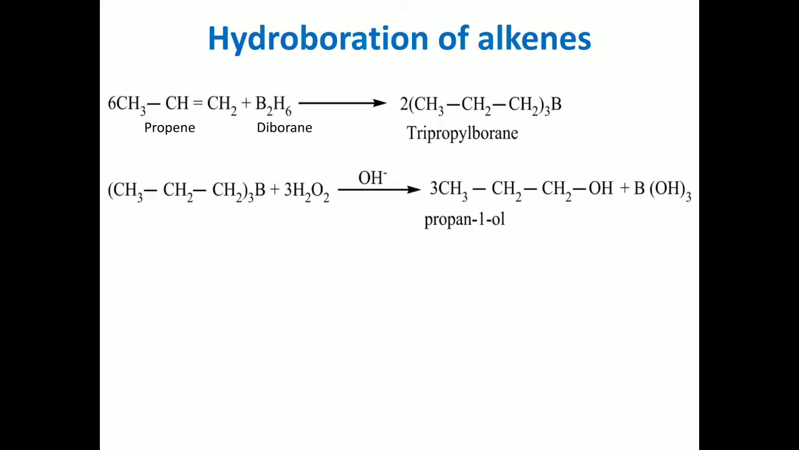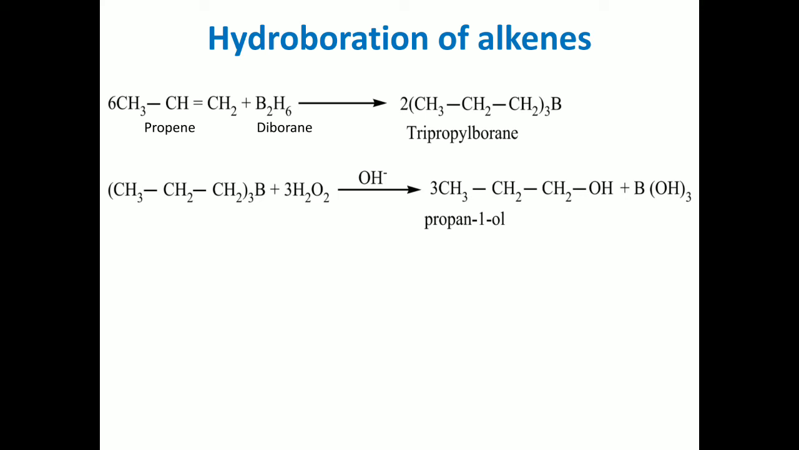Now what is hydroboration reaction? This is also another method for the preparation of alcohol from alkene. At first, diborane, that is B2H6, reacts with alkene to form trialkyl borane, which on treatment with hydrogen peroxide, that is H2O2, in the presence of NaOH gives less substituted alcohol. This reaction follows anti-Markovnikov rule.